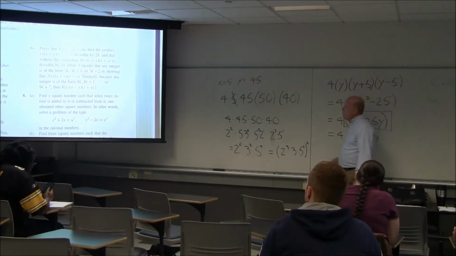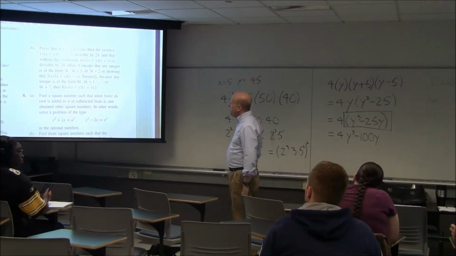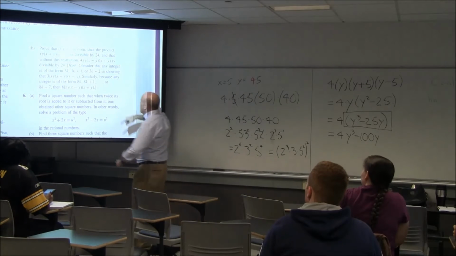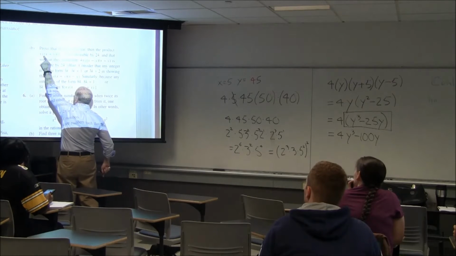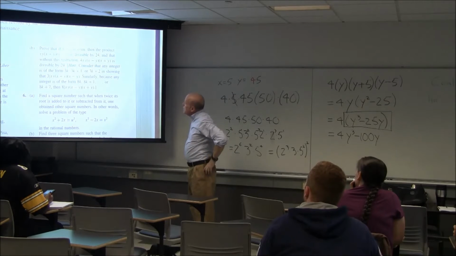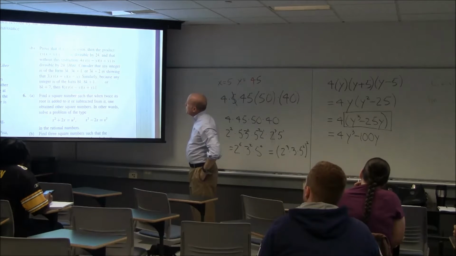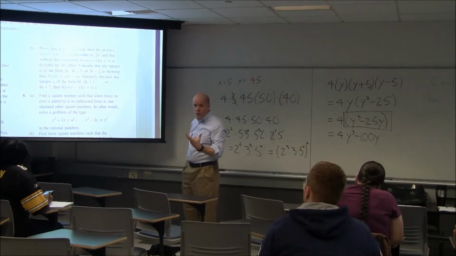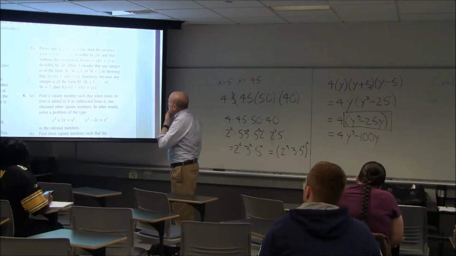Prove that if x plus y is even, then the product, that's everything except for the 4, right? The formula was 4 times x times y times x plus y. So if x plus y is even, then the product of x, y, their sum and their difference is divisible by 24. The restriction being that x plus y is even, the whole thing is divisible by 24.